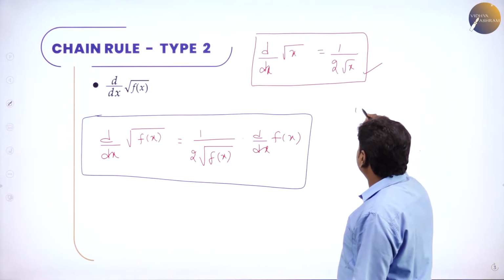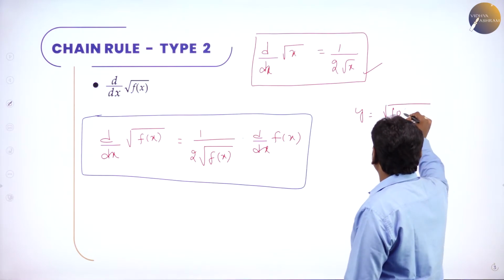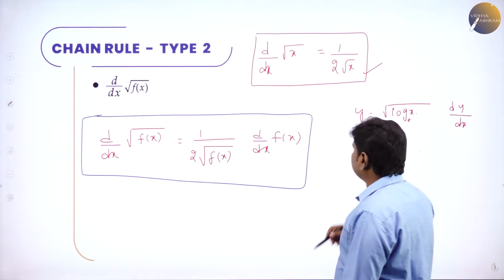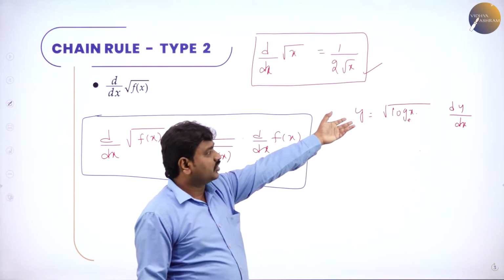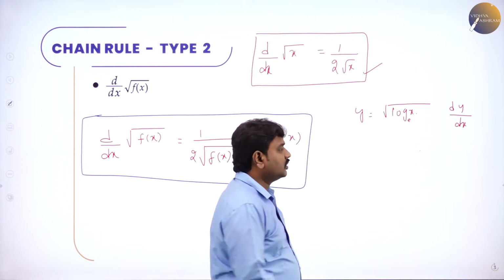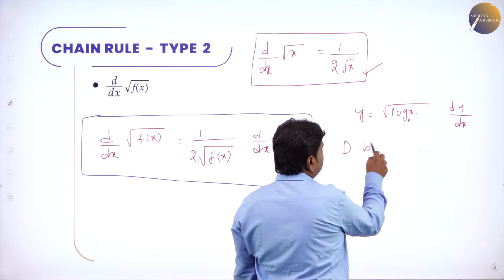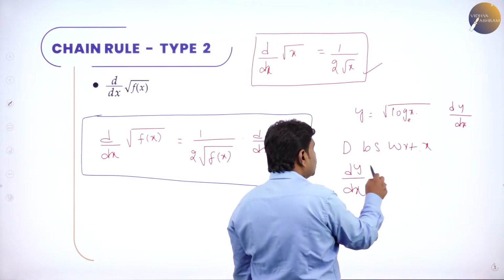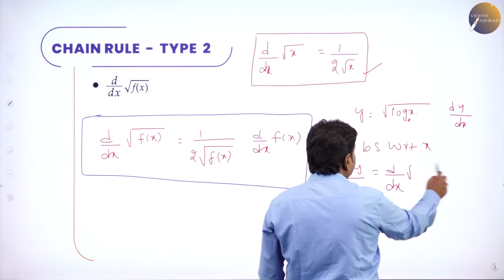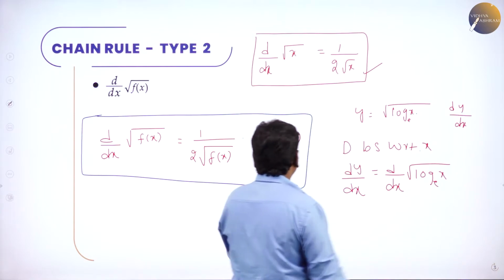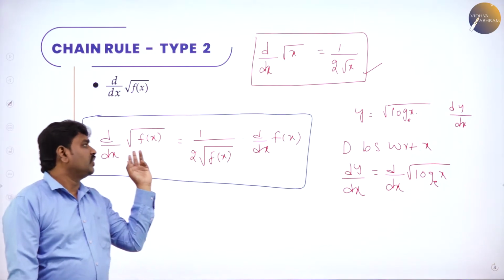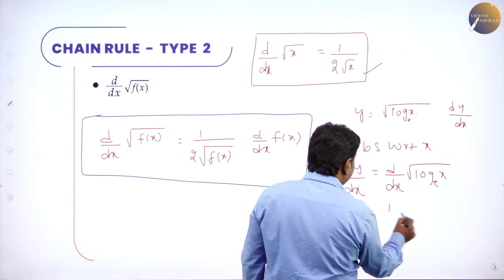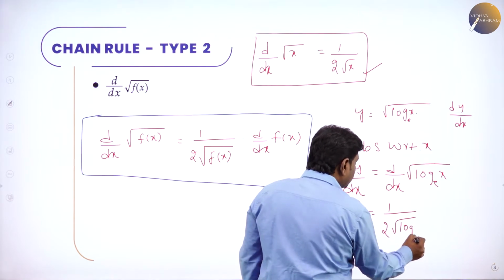Now one example. If I give y is equal to root log x, and ask you to find dy by dx. By default, if I don't write the base, it is log base e. So y is equal to root log x. What is dy by dx? Differentiate both sides with respect to x. LHS becomes d by dx of y, RHS becomes d by dx of root log x. Is it in the form root f of x? Yes. What is the derivative of root f of x? 1 by 2 root f of x into d by dx of f of x. So this will become 1 by 2 root log x into the derivative of log x.